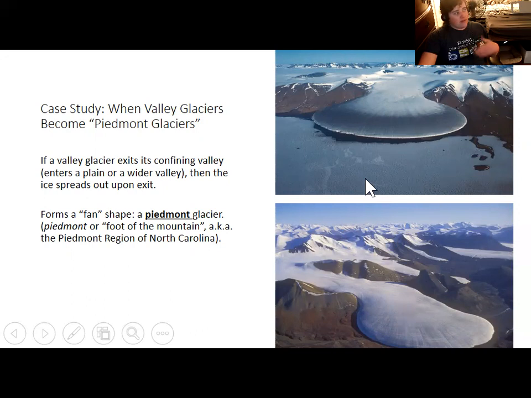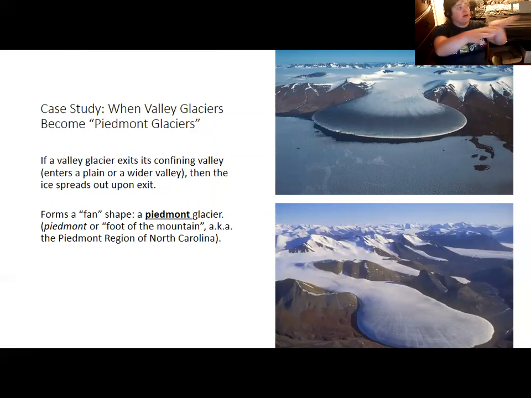Another way to think about this is that it's a fan. It's the glacier spreading out in a fan shape, sort of like how in deserts you get an alluvial fan of sediment from flash floods, or how you get a delta fan where the river is slowing down and spreading its sediment into the ocean, dropping it in a fan-shaped feature in all directions.